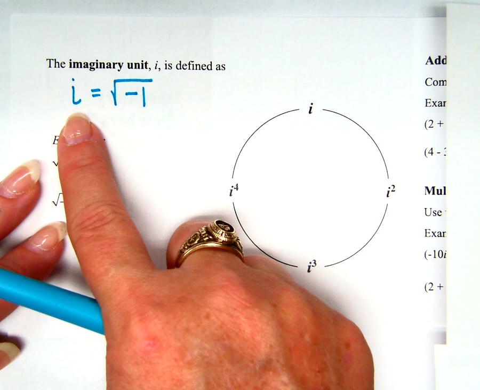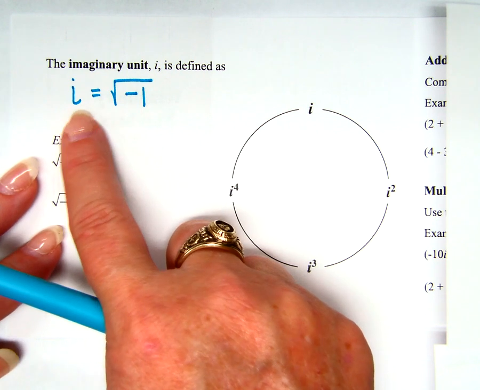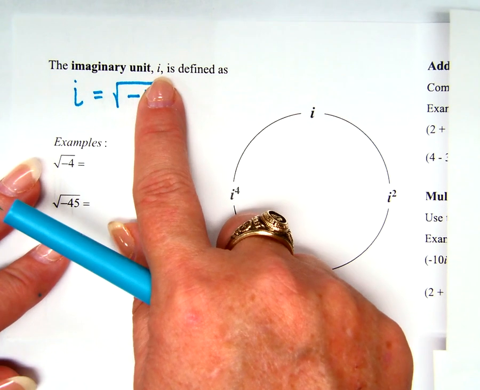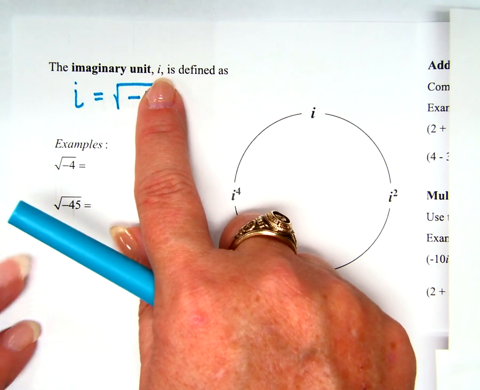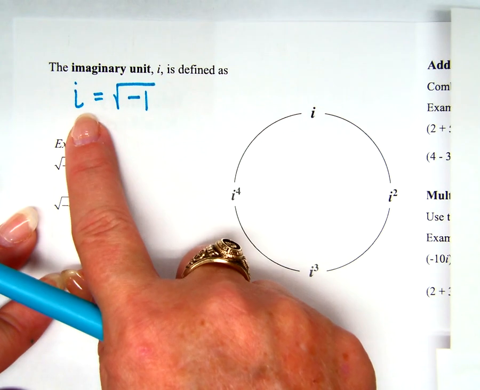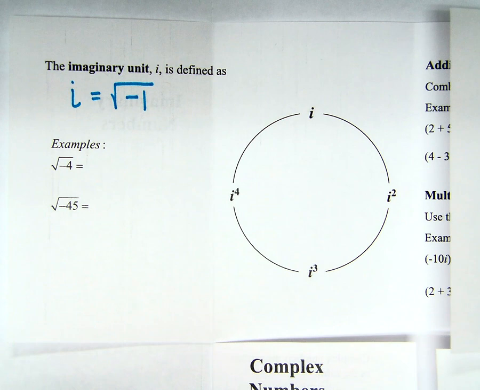Now, please notice how I drew the i. I drew like a little tail on it, right? Because if it's typed, it's actually in italics. But I am not a computer. And so I can't write in italics. So I just write it kind of like in cursive. Okay? All right, so examples.